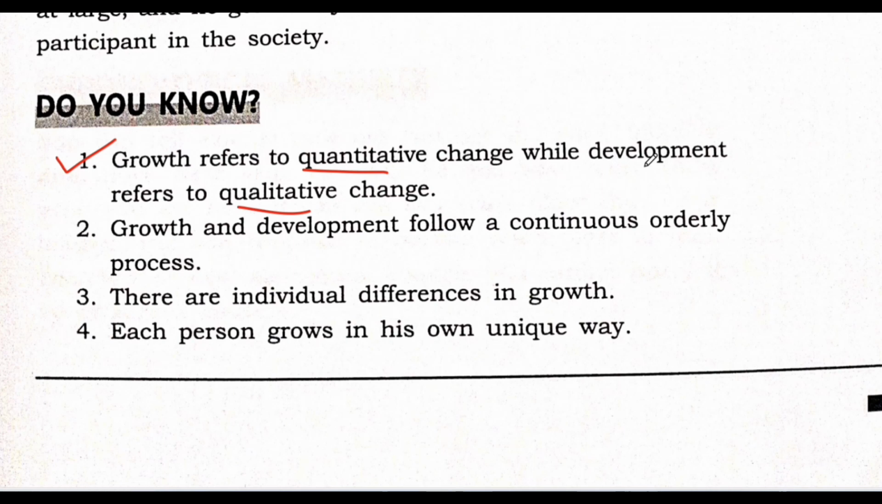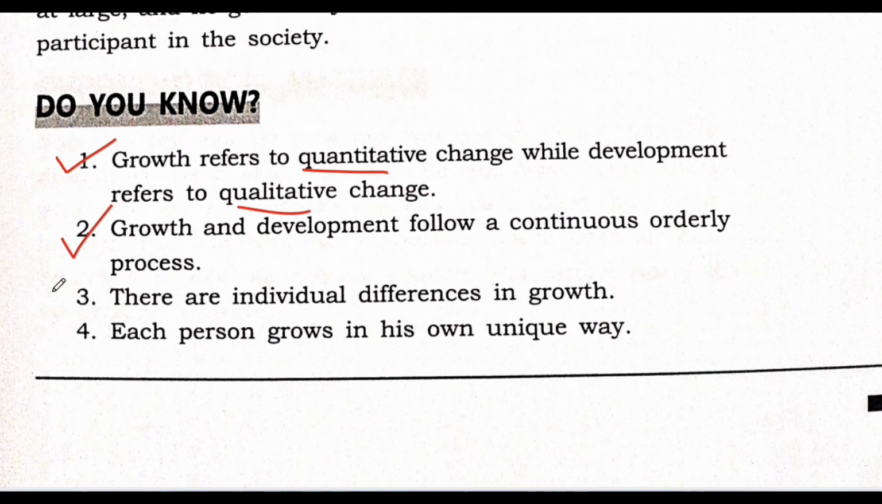But then they are saying that development is a qualitative change, a quality change which cannot be measured easily, right? Now, growth and development follow a continuous orderly process. This is something you should know. Growth and development go hand in hand with one another, right? So you have to know this, and they are continuous.